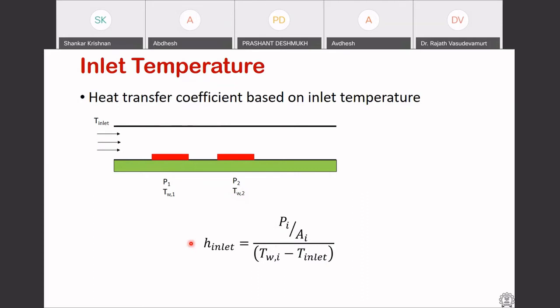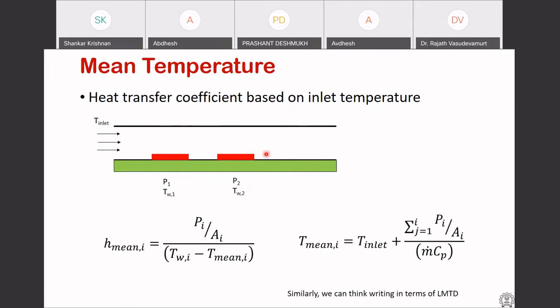based heat transfer coefficient definition will not work, because as you add more and more heat sources, the heat transfer coefficient will appear as if this heat transfer coefficient is higher than this heat transfer coefficient, because the delta T will keep dropping a little bit. So then what about the mean temperature based heat transfer coefficient?